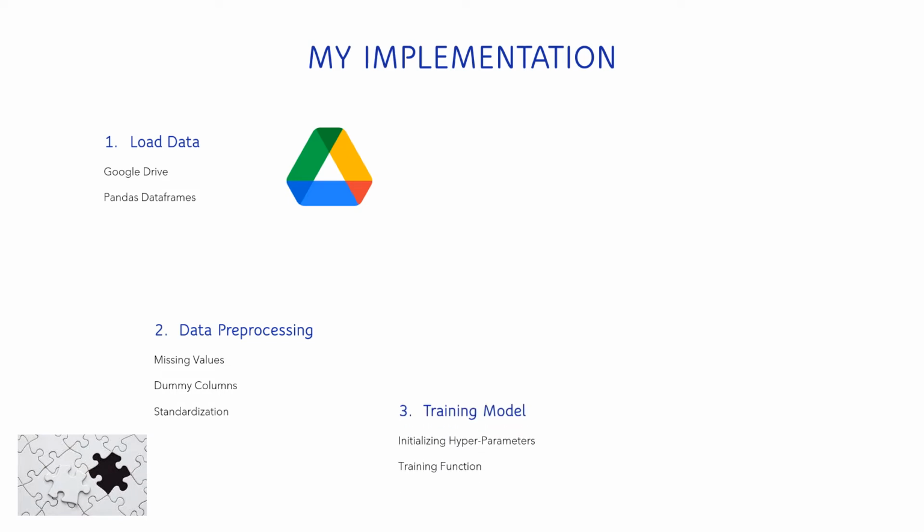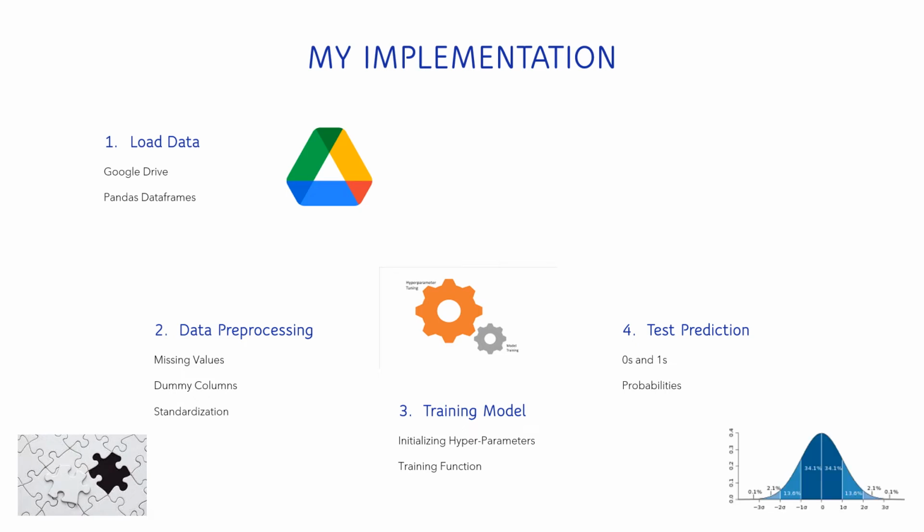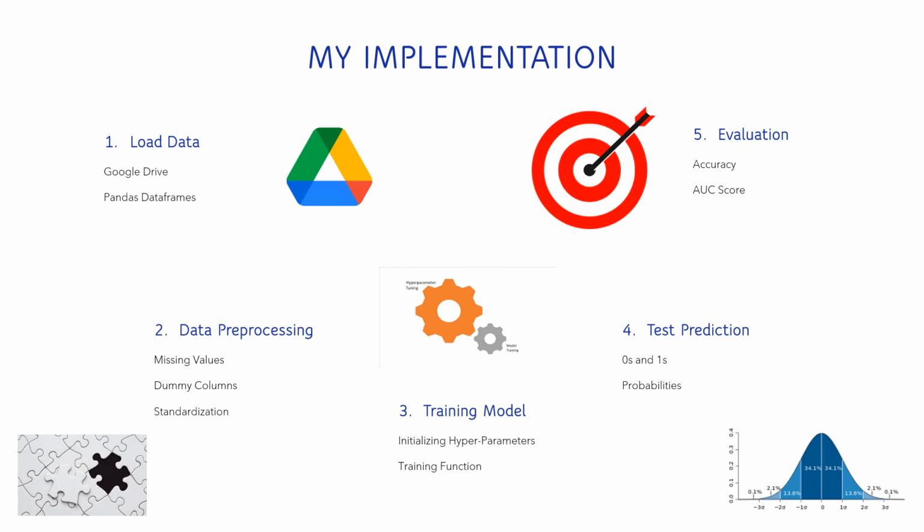I followed this by training the model: dividing the data into train and test sets, initializing the hyperparameters and inputting them to the training function. Next, once the model was trained using the training set, I passed the testing set and predicted both the results and their respective probabilities. Finally, I evaluated the model performance using metrics such as the accuracy and the AUC score.